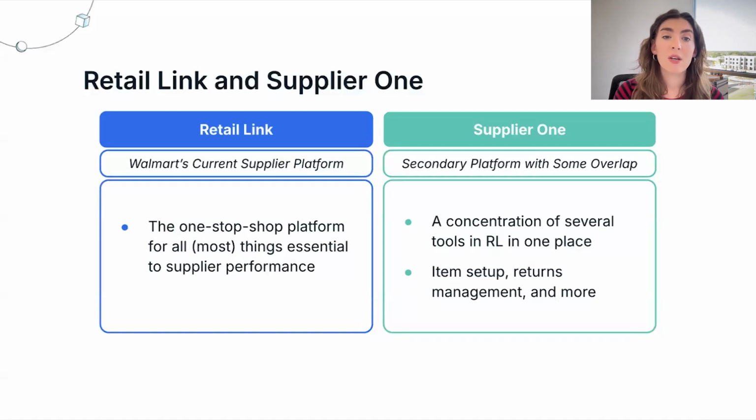But as it stands, Retail Link is the current supplier platform with Walmart. Supplier One is not replacing Retail Link, although it is having some overlap with the functionality and the application within Retail Link. Item 360 is being replaced by Supplier One. So important to mention there.